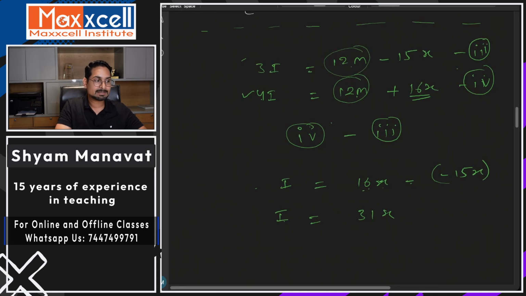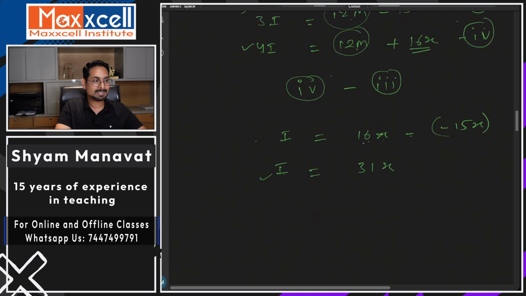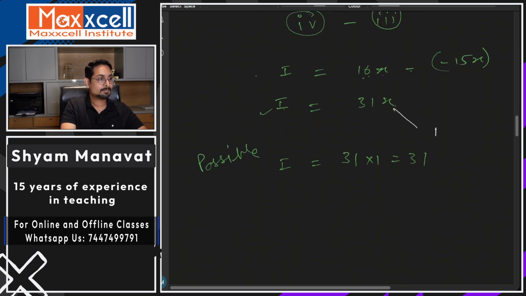So the minimum cards which Iqbal can have is when x, the number of cards they are exchanging, is equal to 1. When x is equal to 1, the number of cards Iqbal can have is 31 into 1, that is equal to 31. That is a possibility. Are you getting it? If I take x equal to 2, then the number of cards which Iqbal can have is 31 into 2, which will make 62. Oh gosh, we don't have this many playing cards in a deck, right?